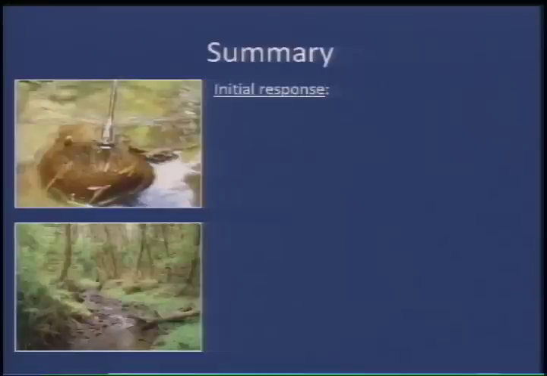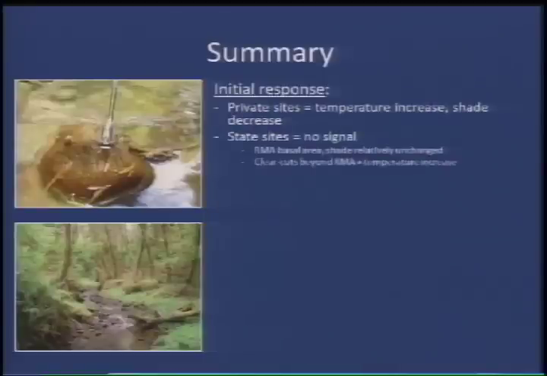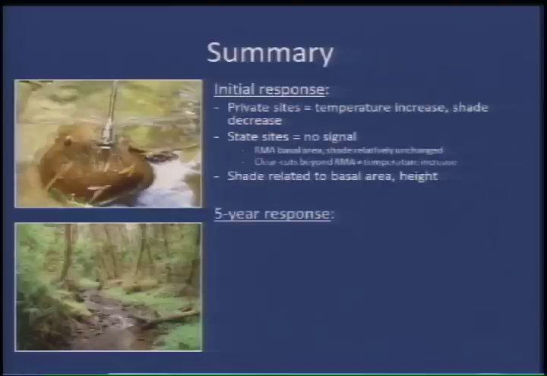So just as a summary, initial harvest response for private sites: temperature increase, and there's a shade decrease. For state sites, we didn't see a signal. And the RMA basal area and shade were relatively unchanged, and clear cuts beyond the riparian management area did not result in a temperature increase. And shade itself, overall, was related to basal area and tree height.